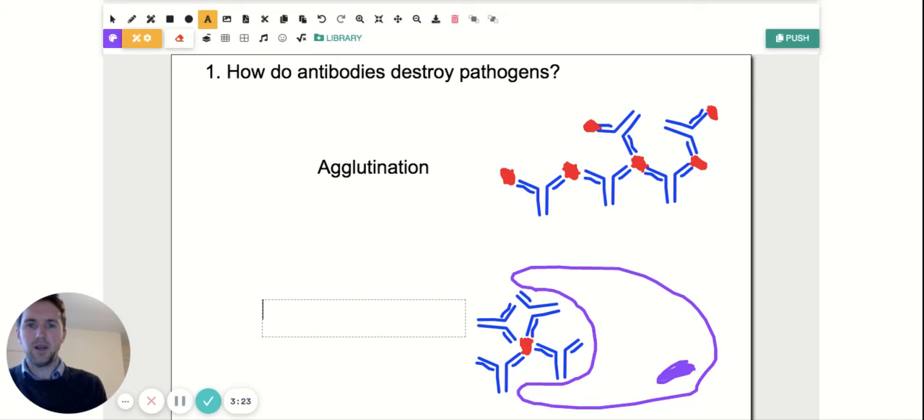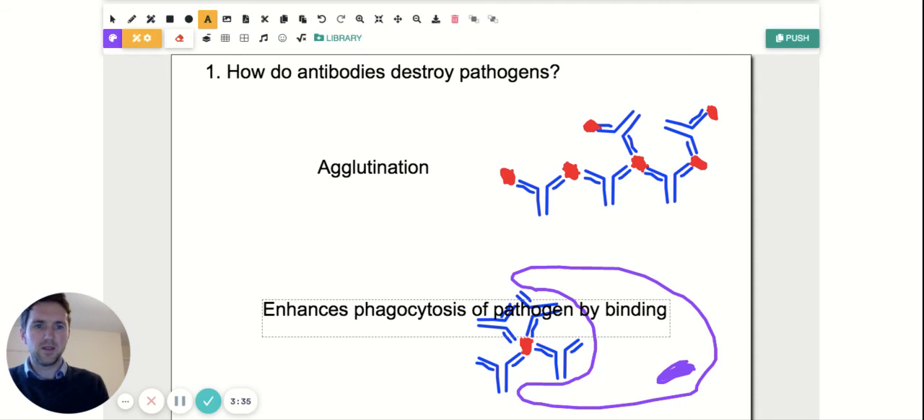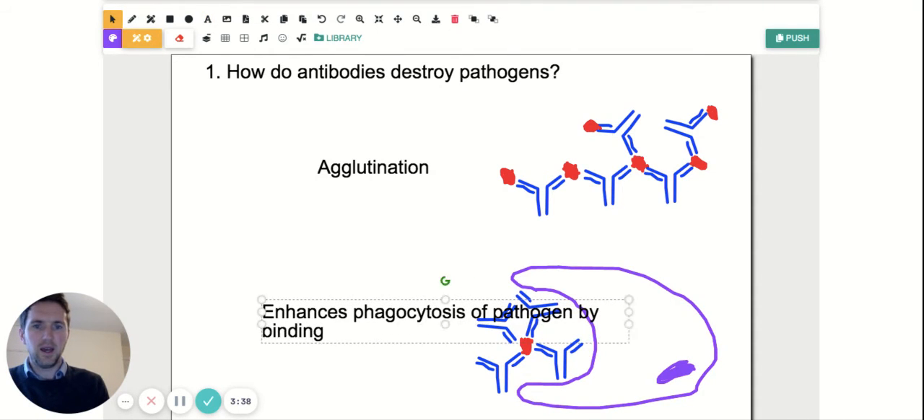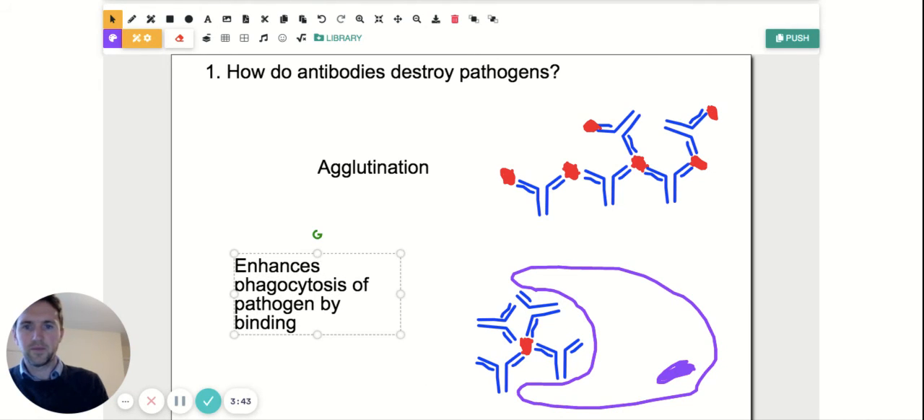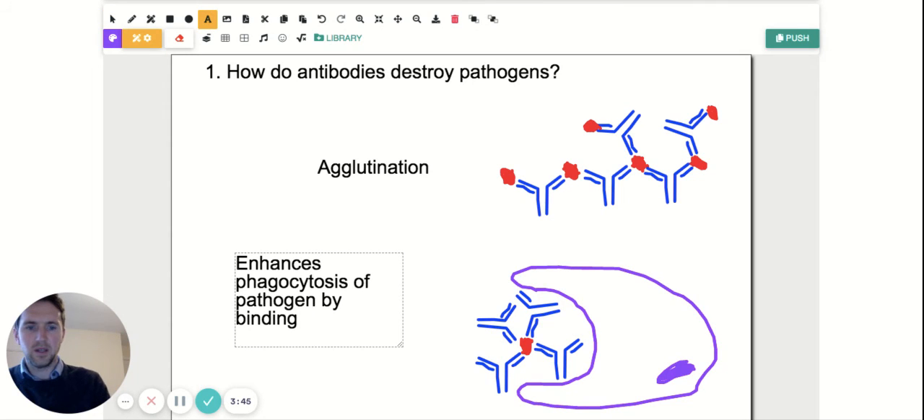So there is a specific name for this. You don't need to know. Let me just describe it. So it enhances phagocytosis of the pathogen by binding. So that's what the antibody does. There is a specific name if you really would like to know. It is called, do you know? I'll be impressed. Opsonization.